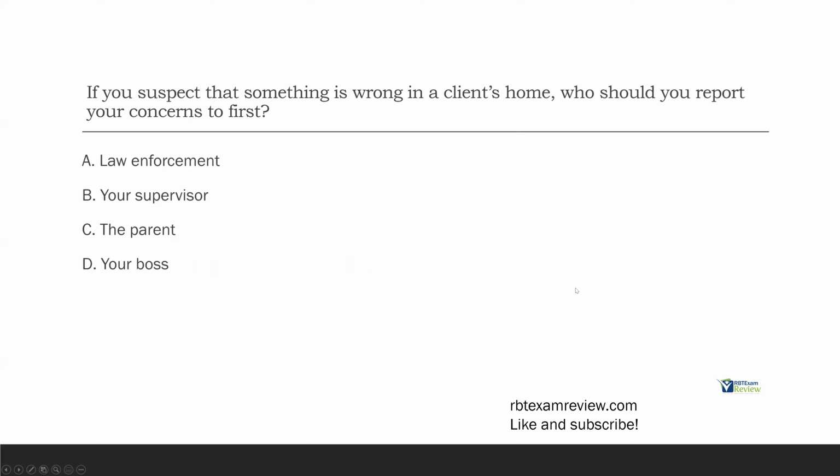If you suspect that something is wrong in a client's home, who should you report your concerns to first? Okay. This is a pretty straightforward question, right? It's just a kind of a checkup on what we're supposed to do in these situations. If you know something is wrong or you suspect something is wrong, if you've got an issue, if you got a question, comment, who do you go to first?